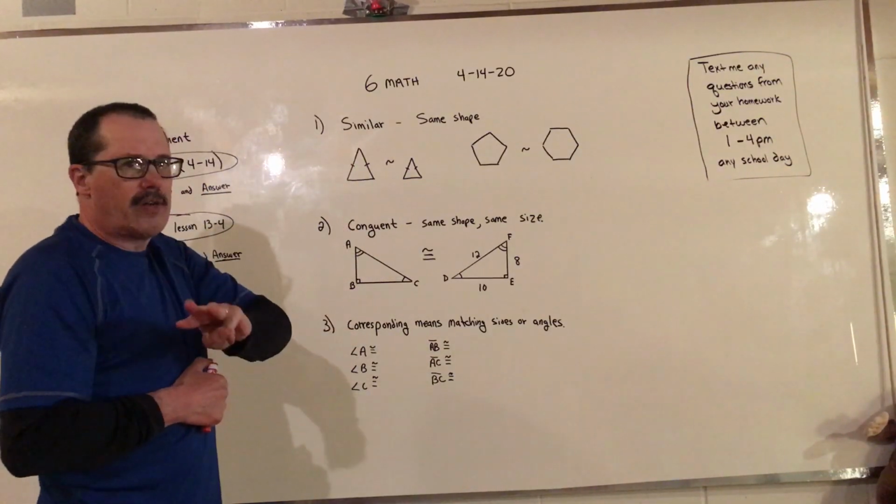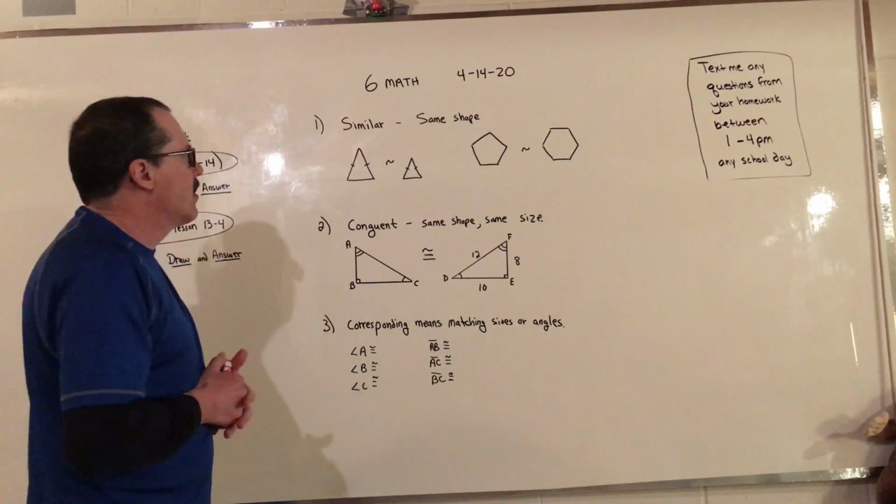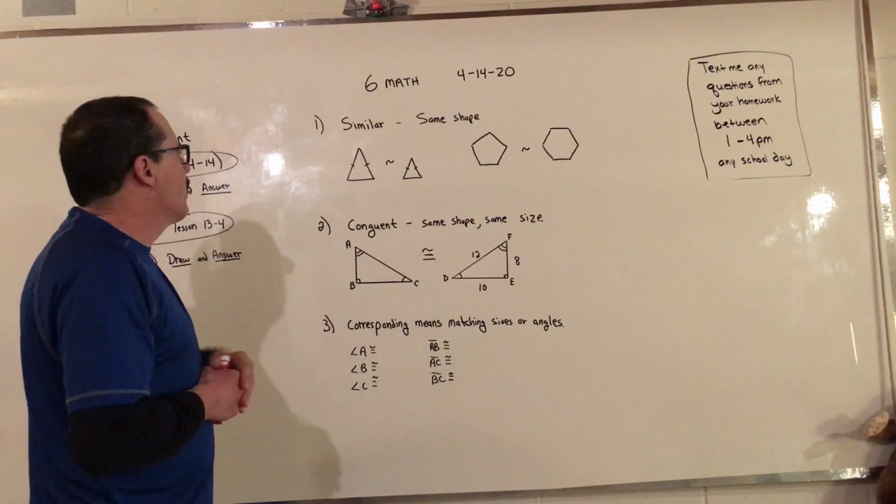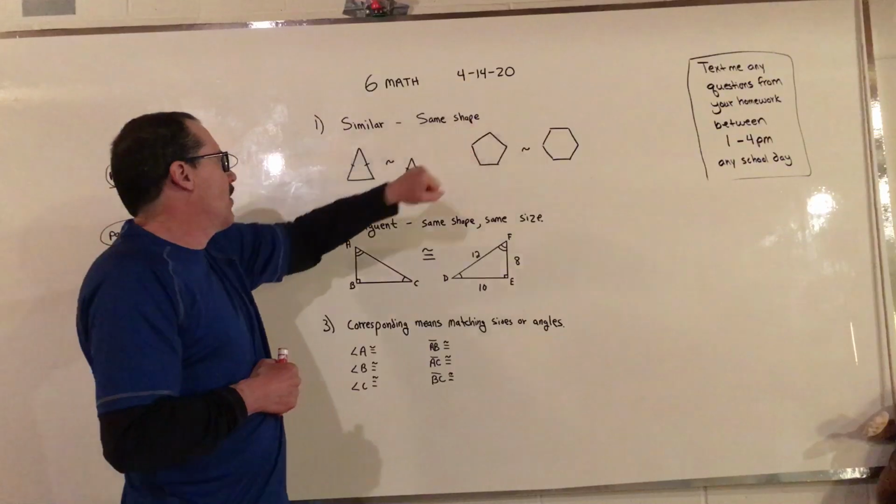Okay, so today we're going to look at three different words: similar, congruent, corresponding. Those are the three words you need to know, and if you know what they mean, this is an easy assignment. Okay, so the first thing is that similar means they're the same shape.